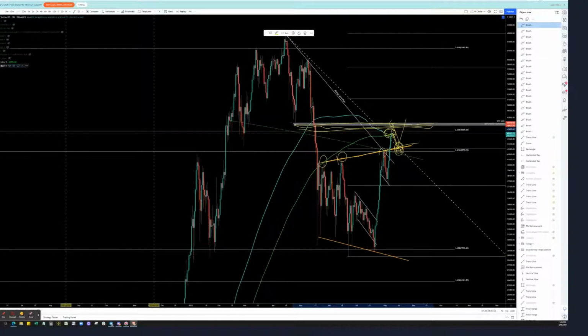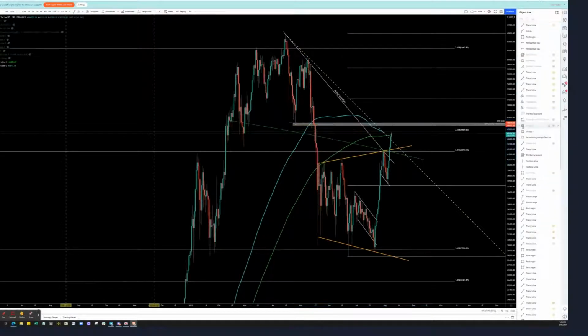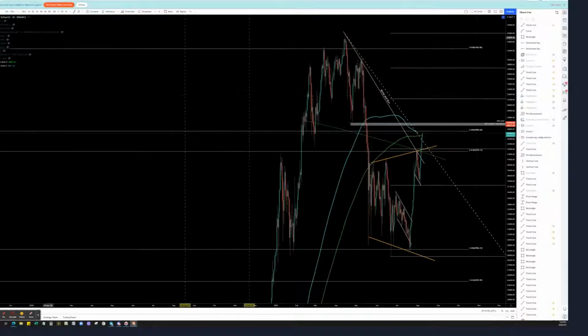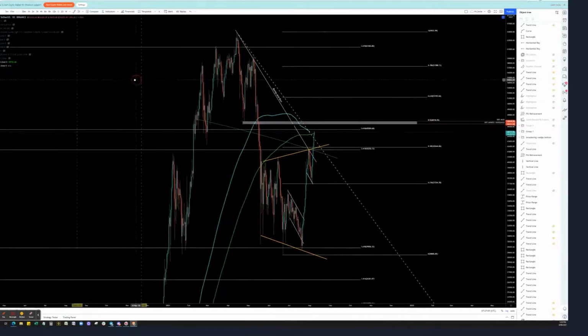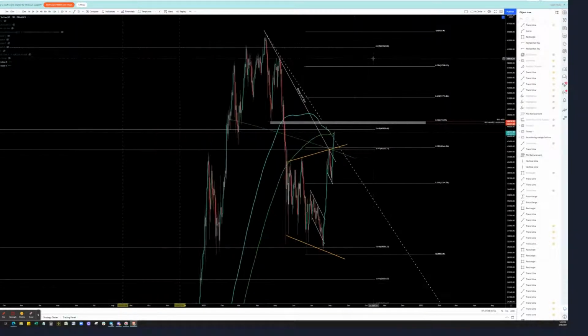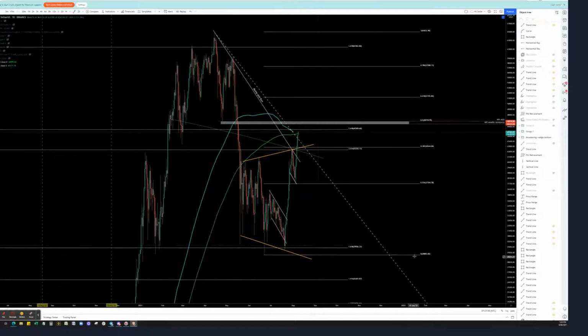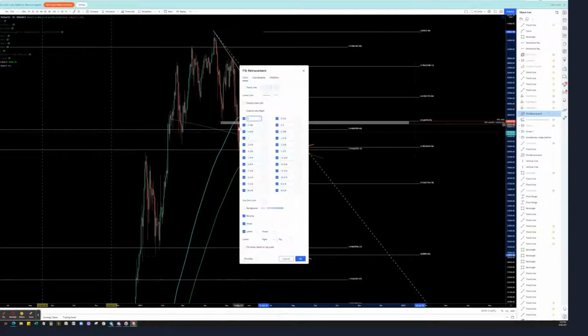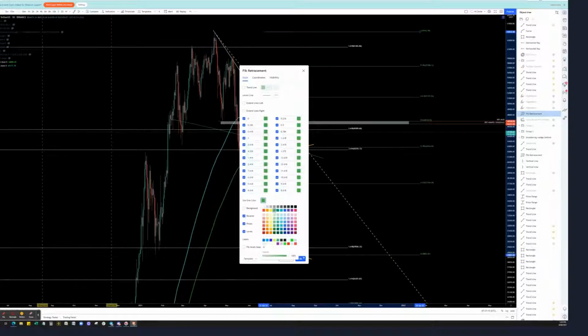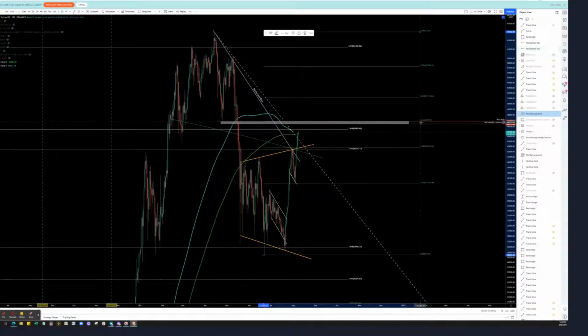So let's clear that, and I'll show you why it's important. So we've got the local Fibonacci done. If I change that color to, I don't know, green, you can see that the fib level is the 0.5. So the weekly resistance, or this white band here, is the weekly resistance.